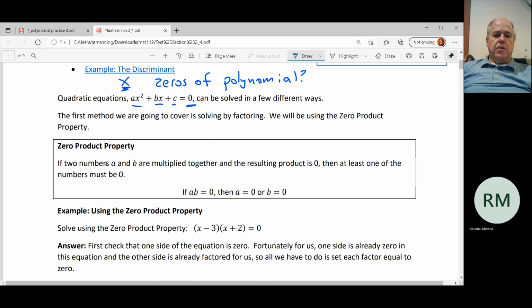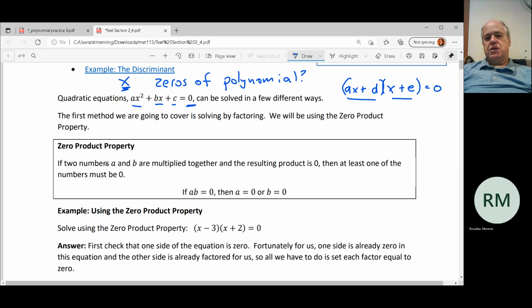Well, if we factored that polynomial like we were just practicing, if we could factor that polynomial to be something like, we know that's going to be ax plus, I'll call it d, times x plus e equals 0. When I'm multiplying this times this, if one of these is equal to 0, that will be a solution to the multiplied together equal to 0.